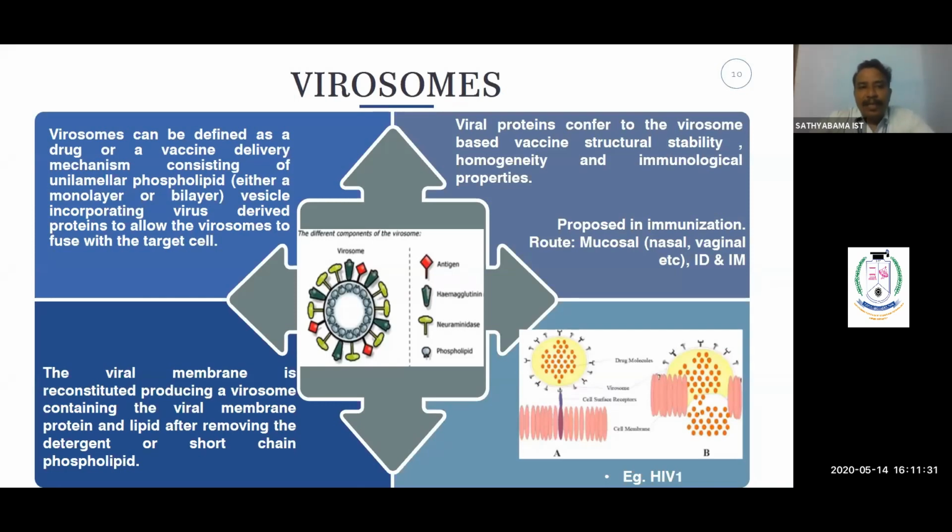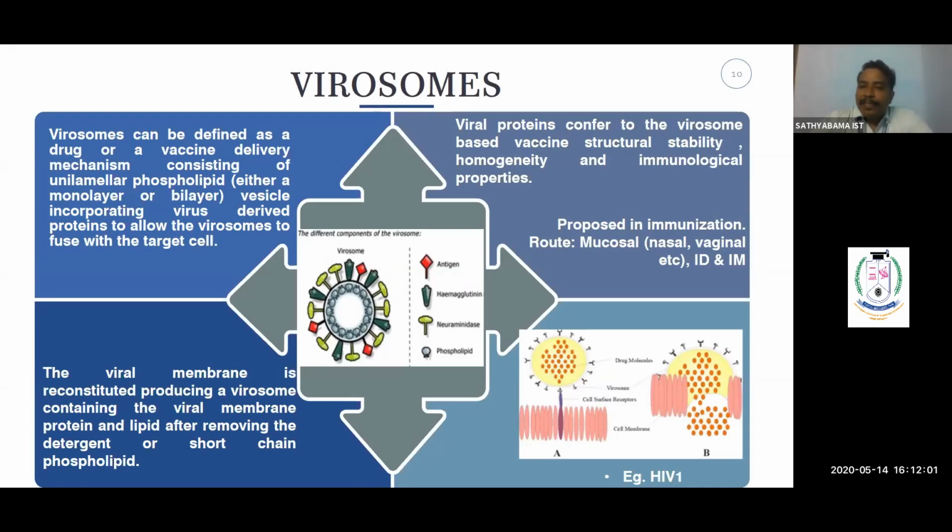Okay, so a virosome can be defined as a drug or vaccine delivery mechanism which contains a unilamellar phospholipid. Previously, in all the pictures, you could find a bilayered structure. This one is a unilayered structure, and it can accommodate different kinds of antigens from the viruses. And these will be specifically attaching. We are talking about a targeted drug therapy.